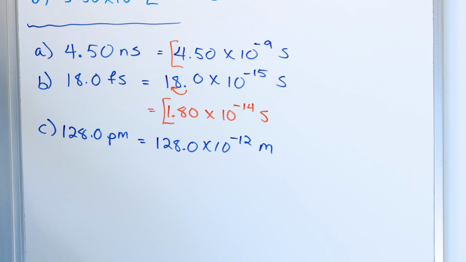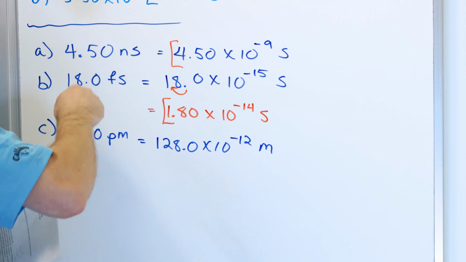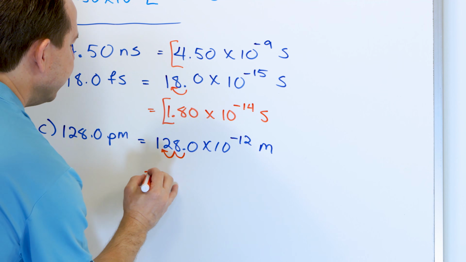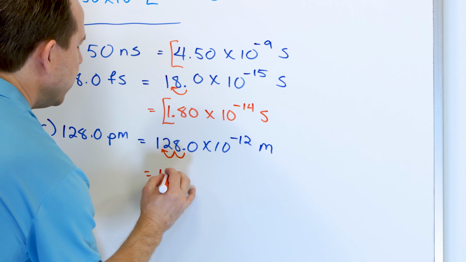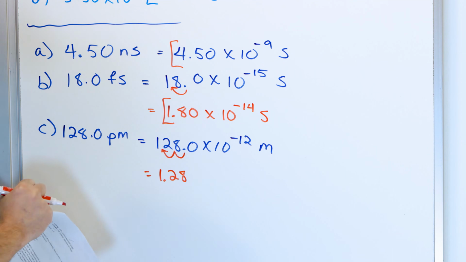So this is 128.0 times 10 to the minus 12 meters, but it's the same problem. I want to write it in scientific notation. So this decimal needs to move 2 spots to the left. So in scientific notation, 1.28, you can drop that last 0 because that doesn't matter.